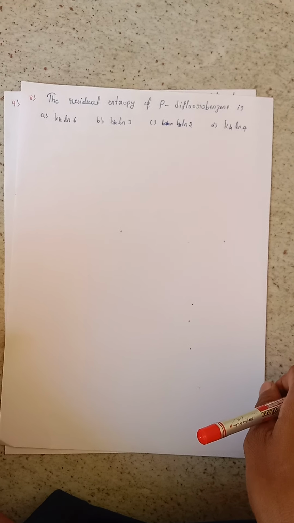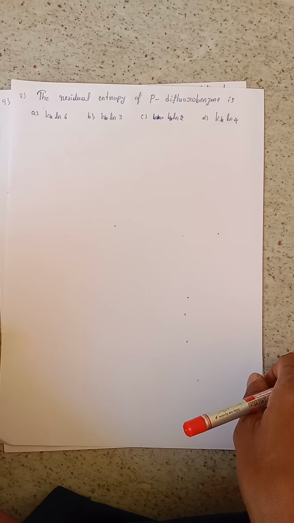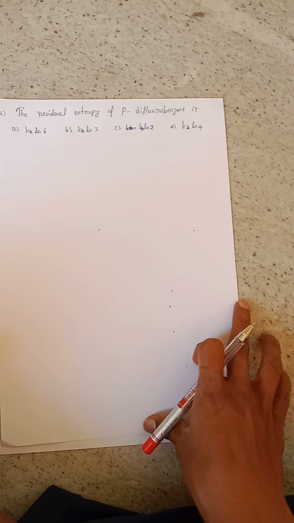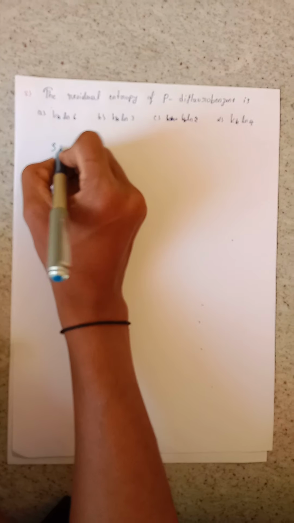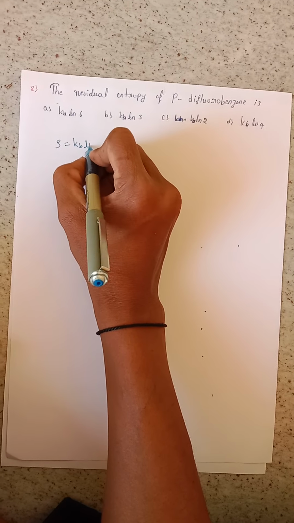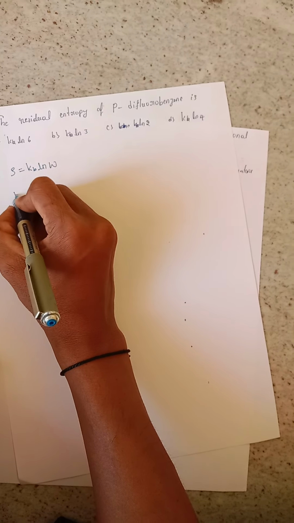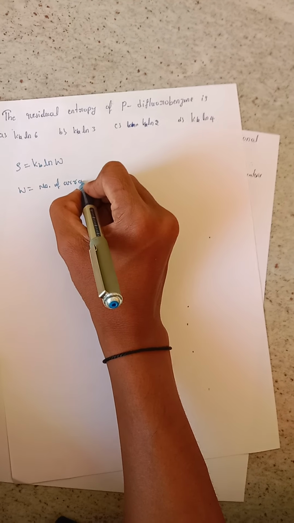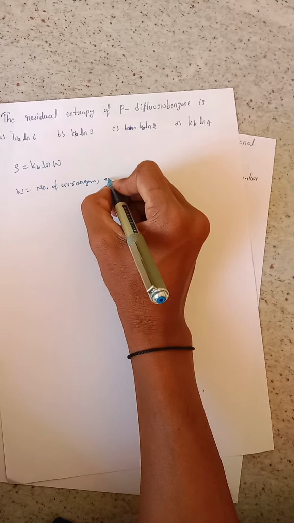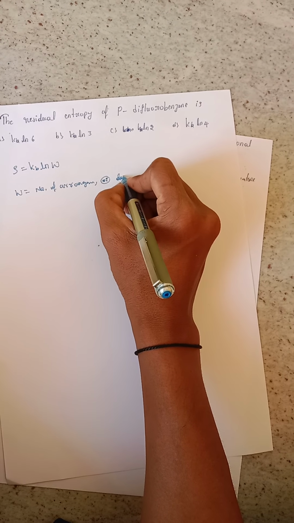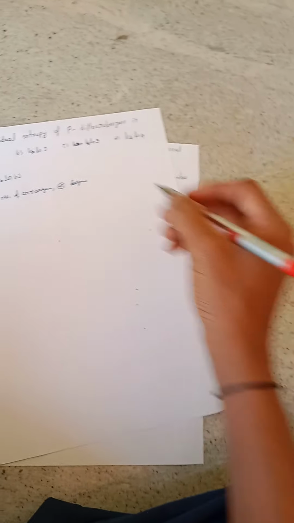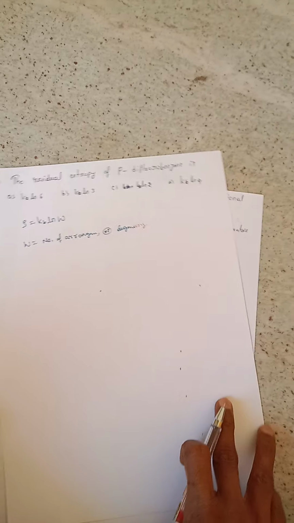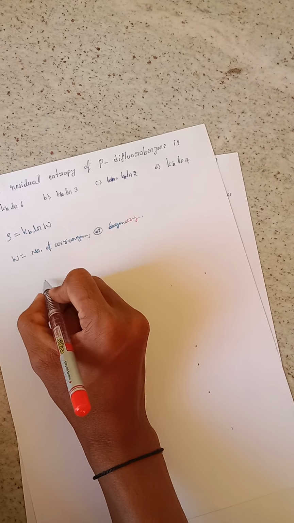Okay. Next, the eighth question: the residual entropy of para difluorobenzene. We should calculate the residual entropy. S is equal to Kb ln W, where W is the number of arrangements or degeneracy. First you should write the structure of para difluorobenzene.